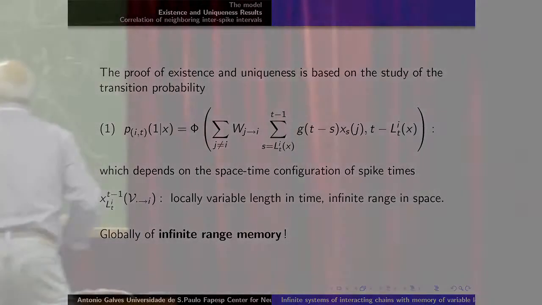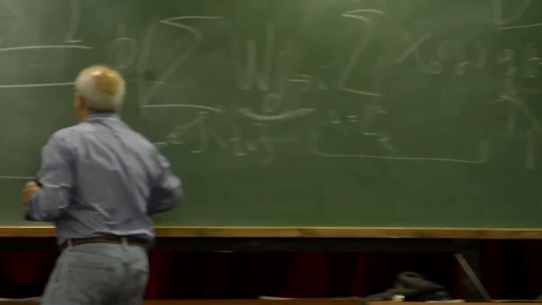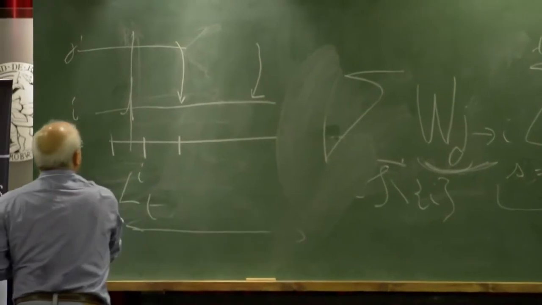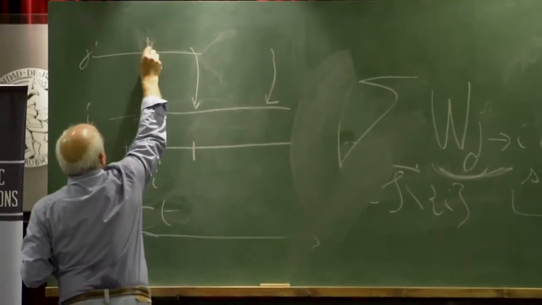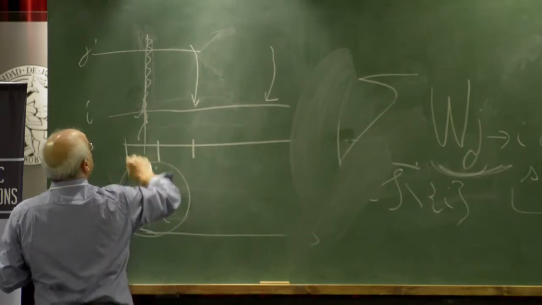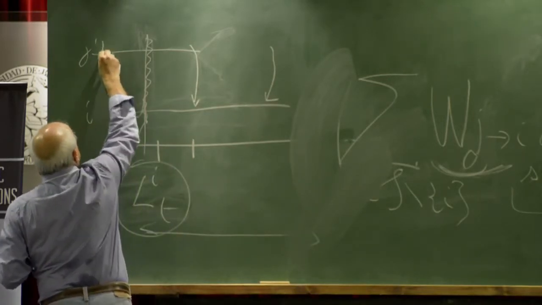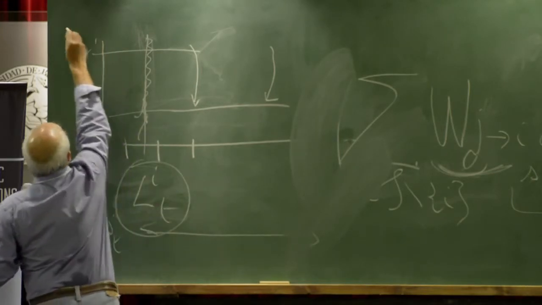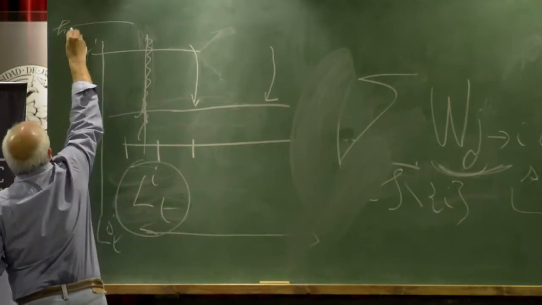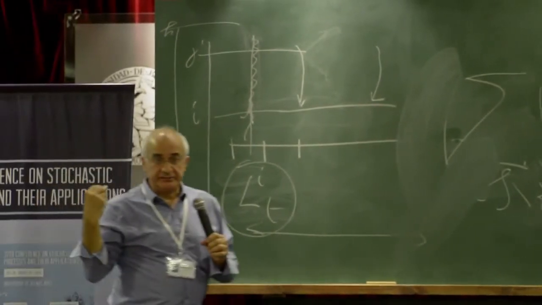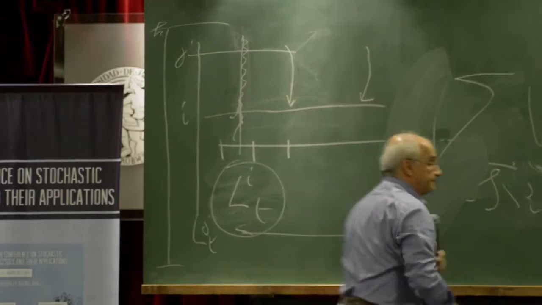It depends on this. For every neuron I only consider the situation after its last spike time. But maybe J has a last spike time here, and maybe J is influenced by a K, which has a last spike time here. So actually this is an infinite order system. It's not a finite order system.